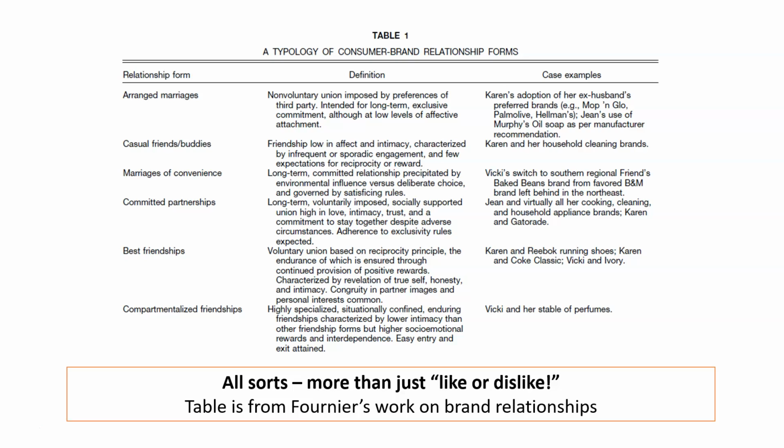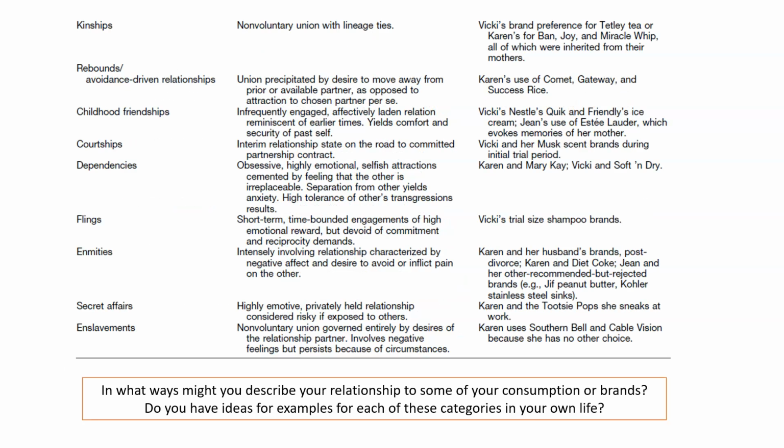There are many facets to the relationship, such as how voluntary it is, intensity of affect, direction of desire, its endurance over time, and so on. Here's the rest of that table. In what ways might you describe your relationship to some of your consumption or brands? Do you have ideas for examples for each of these categories in your own life?